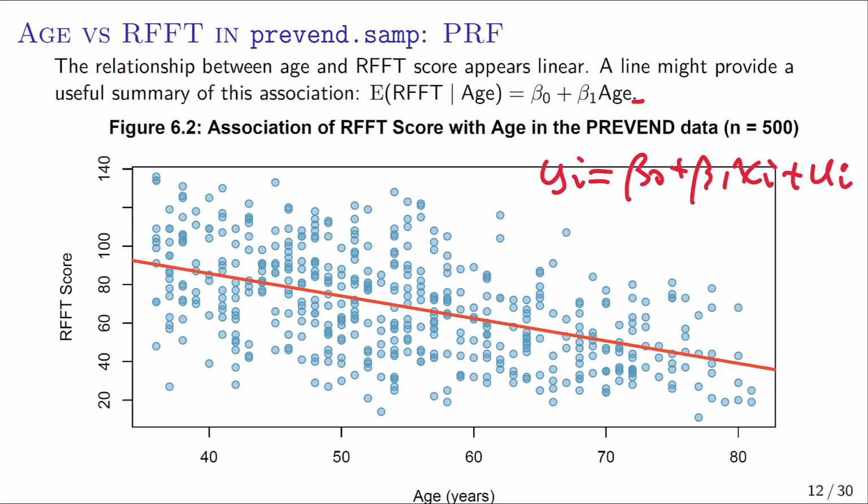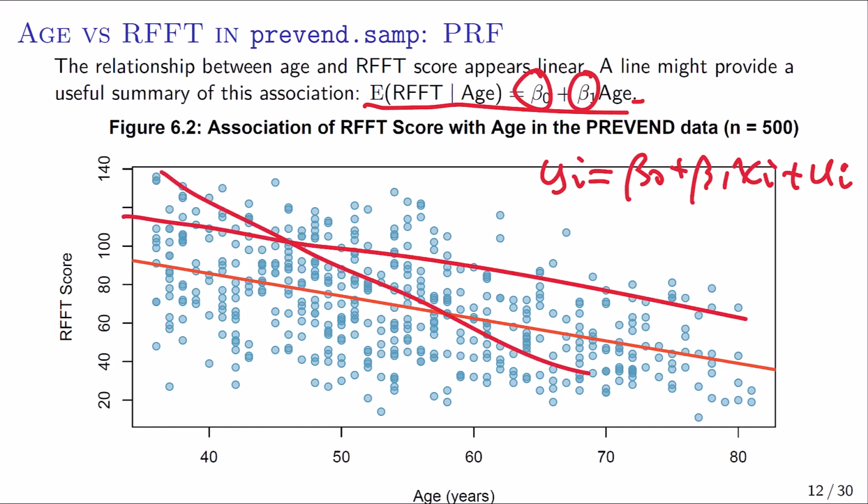And with the assumption we could get this PRF. But the key question is how we're gonna get the values for beta naught and beta 1. That's the key. You could draw any line as you want, but which one is the beta naught hat and beta 1 hat? It is the one which has the smallest sum of the UIs.